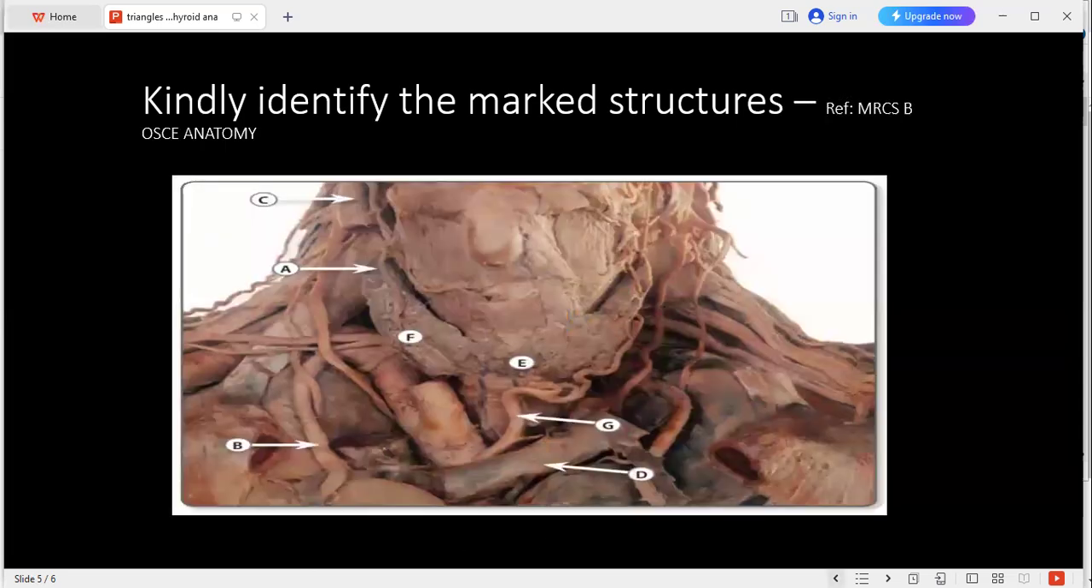Regarding the thyroid gland, what about the recurrent laryngeal nerve? What does it supply? It supplies all the muscles of the larynx except the cricothyroid muscle, which is supplied by the external branch of the superior laryngeal nerve. If the recurrent laryngeal nerve gets damaged because of thyroid surgery, how would the patient present?